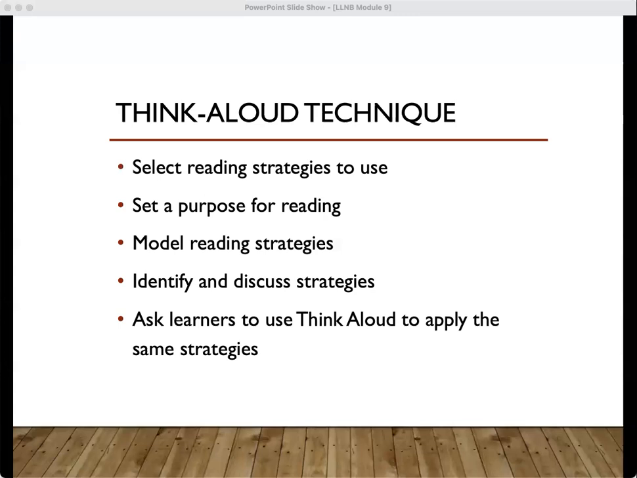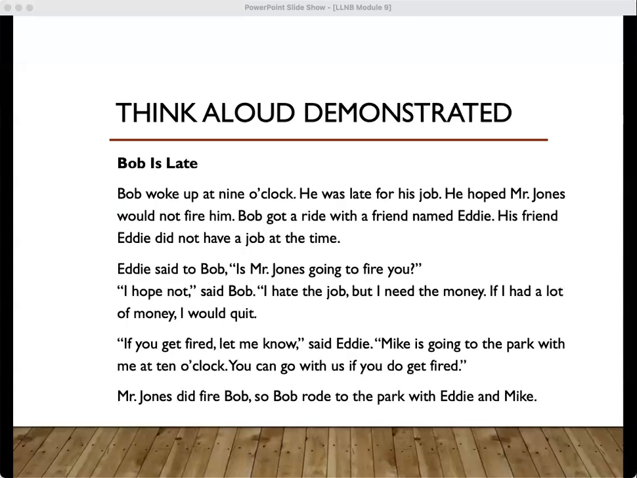So I will demonstrate the Think Aloud technique using this story, Bob is Late. First, I'm going to start by identifying the purpose for reading. I will read the story, Bob is Late. My purpose for reading is to find out who Bob is, what he was late for, why he was late, and what may have happened to him as a result of being late.